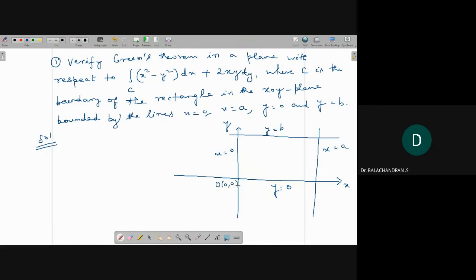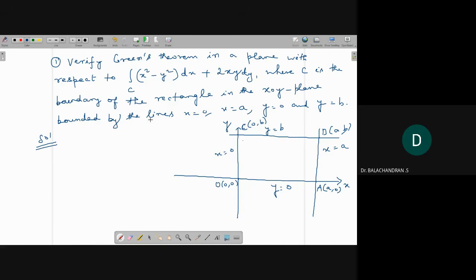So 0 comma 0. This is a point A, x is a, y is 0, so A comma 0. And this is B, x is a and y is b, so a comma b. This is a point I will call C, which is 0 comma b.